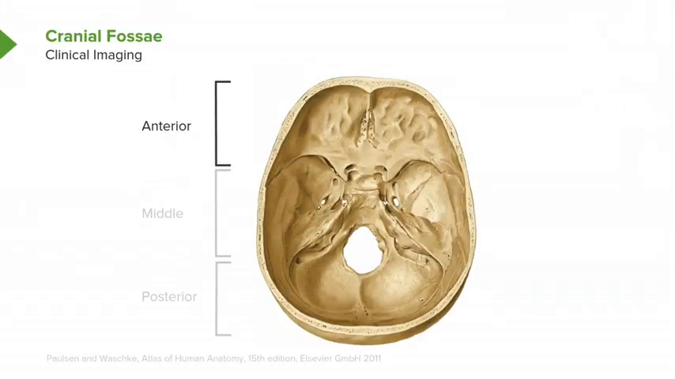The first of the three fossae is shown here. This is the anterior fossa, and this is the area that represents the anterior fossa. The second and middle fossa is aptly named the middle fossa, and it would be this particular region in through here. And then the last fossa is the posterior fossa, and we see it shown in through here. And at the base of the posterior fossa, we have the foramen magnum.